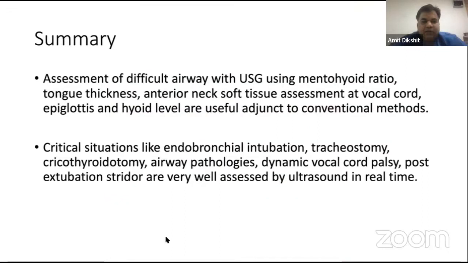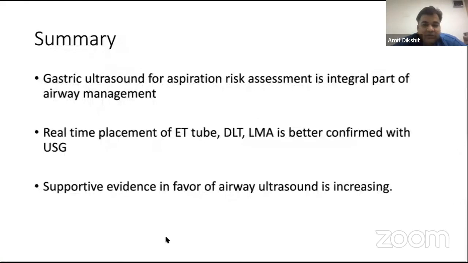And so in summary, what has ultrasound changed in difficult airway? Yes, it is still emerging. We are looking at the anterior soft tissue neck structures, the hyoid, the epiglottis, the tongue. In critical situations, definitely the cricothyroidotomy, the percutaneous dilatational tracheostomy, even the vocal cord movement after surgery, the post-extubation stridor, these are real time and they are helping in a very, very big way. Gastric content aspiration is an integral part of airway management.